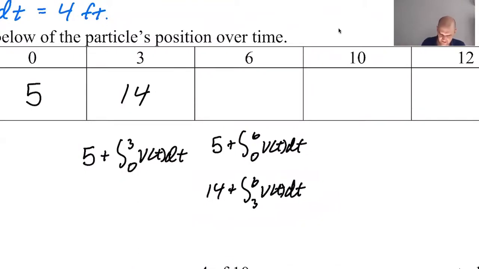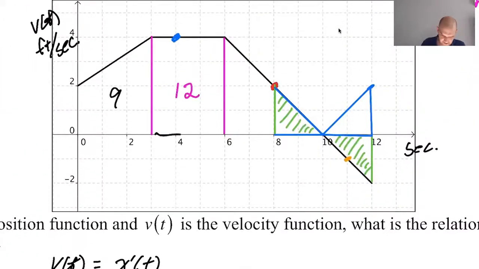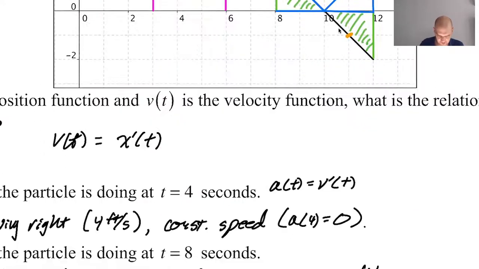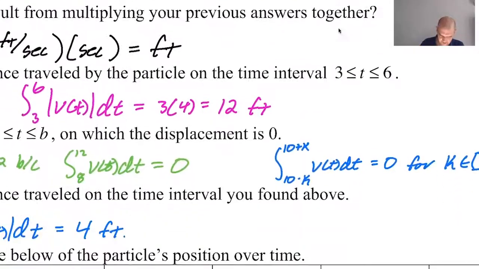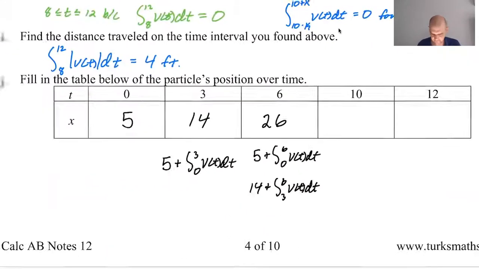So I need 3 to 6, v of t dt. We already did that. Oops, it's from 3 to 6. So that's 3 times 4, so 12, which we found, but I was just trying to confirm. So that's going to be 14 plus 12 is 26.